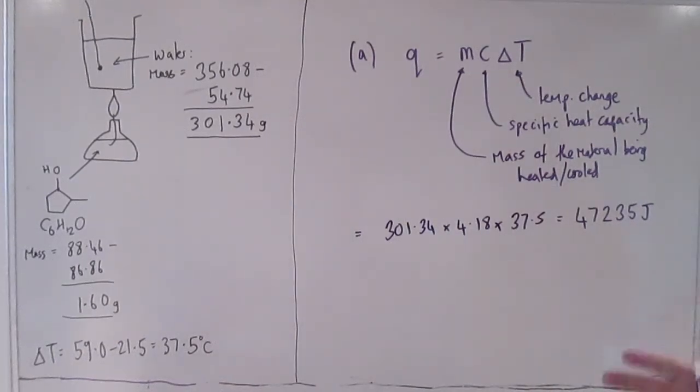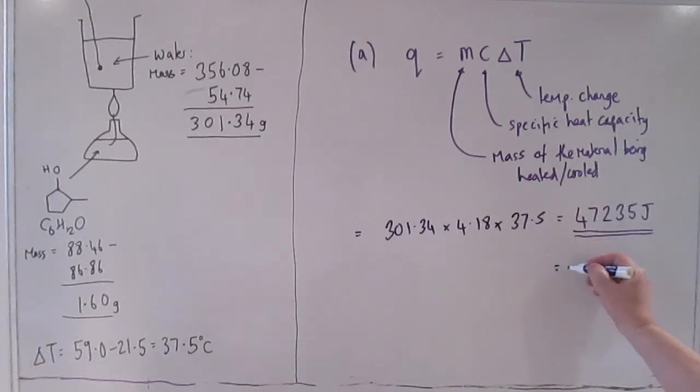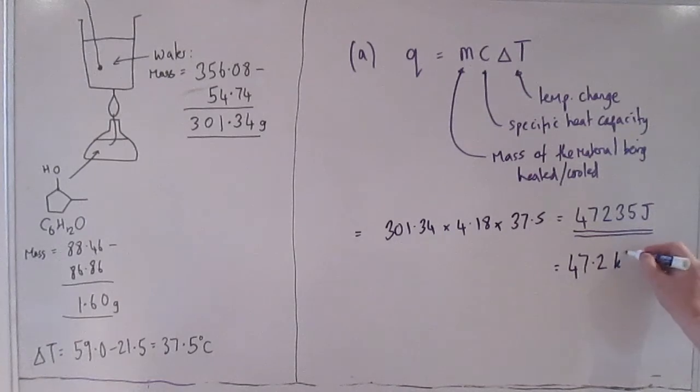It's very important though to read the detail of the question, because that's not the answer, because it asks for it in kilojoules and it asks for it rounded to three significant figures. So kilojoules, remember there's 1,000 joules in a kilojoule, so you divide by 1,000. So that's equal to 47.2, and that's it, because with three significant figures we're going to cut off there. That next number is less than 5, so that just rounds to 47.2 kilojoules to three significant figures.